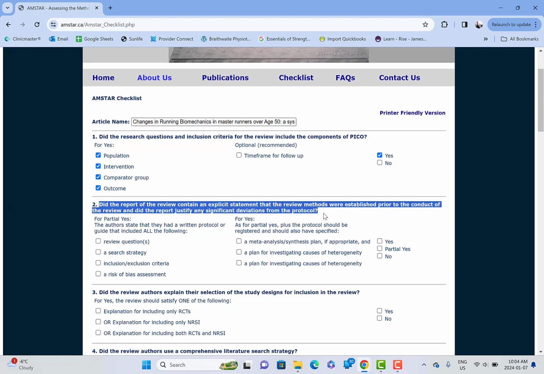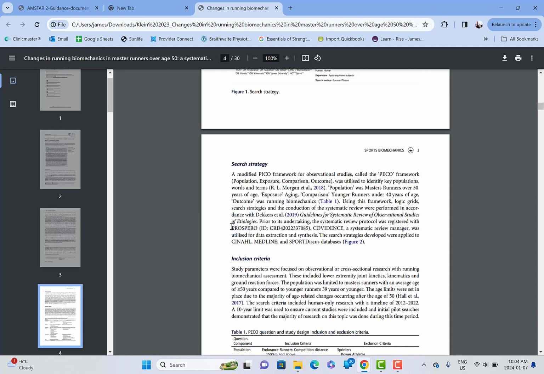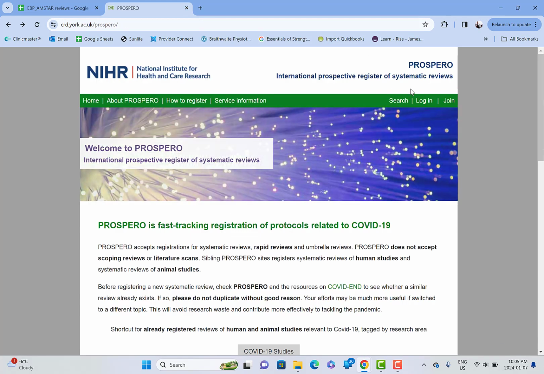Okay, question 2 of the AMSTAR tool asks us, did the report of the review contain an explicit statement that the review methods were established prior to the conduct of the review, and did the report justify any significant deviations from the protocol? So what they're asking here is, was there a registry entry or a protocol published for this study? And indeed, there was a registry entry that the authors here, Klein and Patterson, did register this paper in before they actually did any of the work. And the registry was Prospero, which is a registry for systematic reviews. And I've got the entry right here.